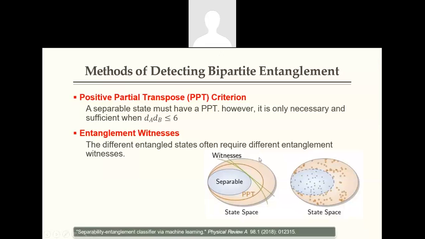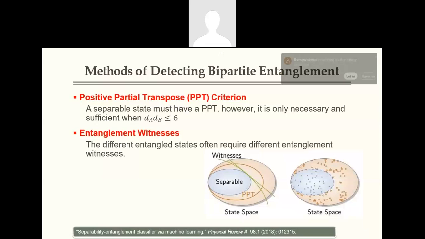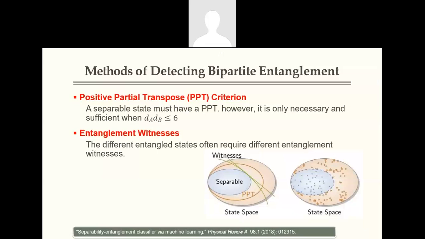Then this transpose. First, what we saw? Partial transpose. Then this transposed state has no negative eigenvalues, it's still positive. It's still positive. Which state is said to be positive partial transpose? Then entanglement witness.